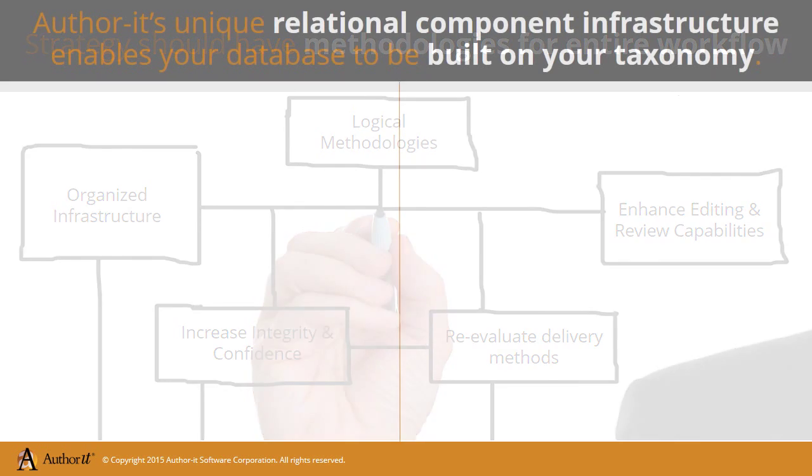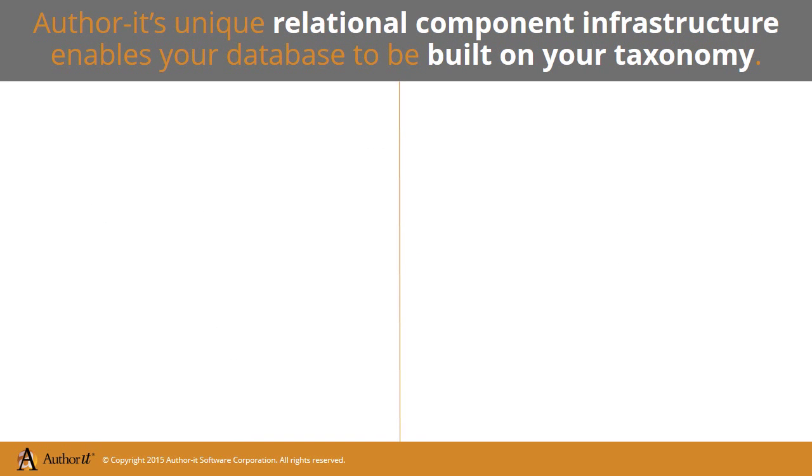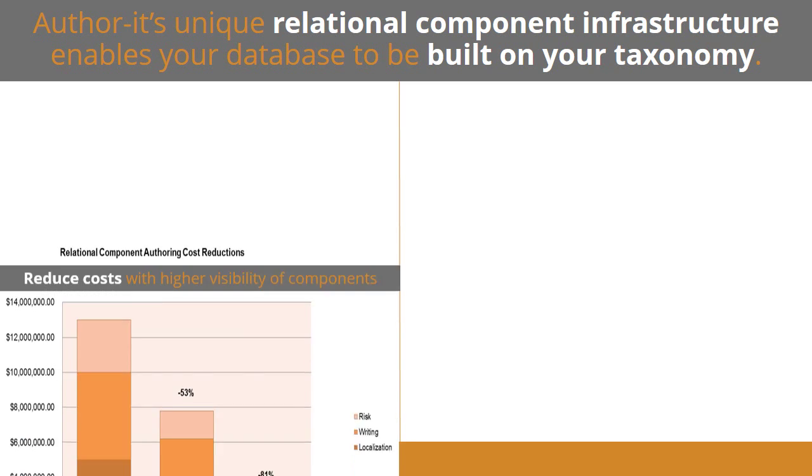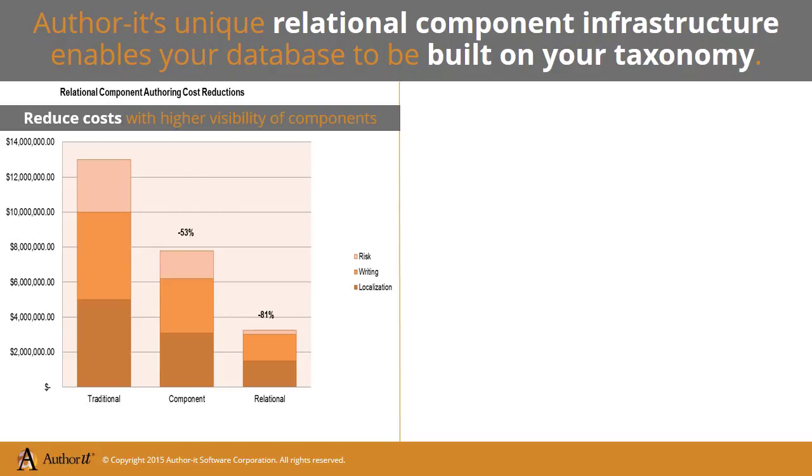Part of the content strategy is that we're setting up a relational component infrastructure. That's actually very unique to AuthorIt, and is not implementable in XML data tool sets. What that means is the ability to create an infrastructure based on taxonomy. Those are not capable in other tool sets. It's only capable within AuthorIt. It's not a specific function within AuthorIt. It's actually the core of the system.